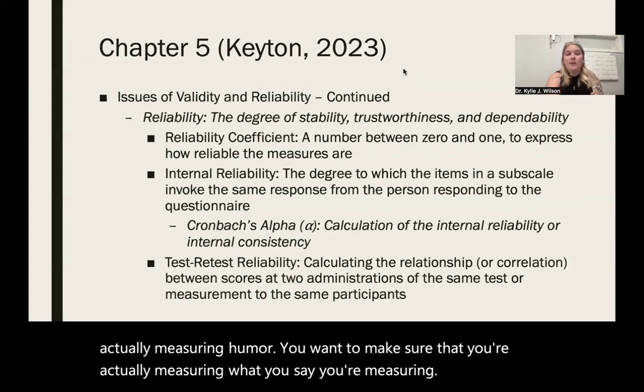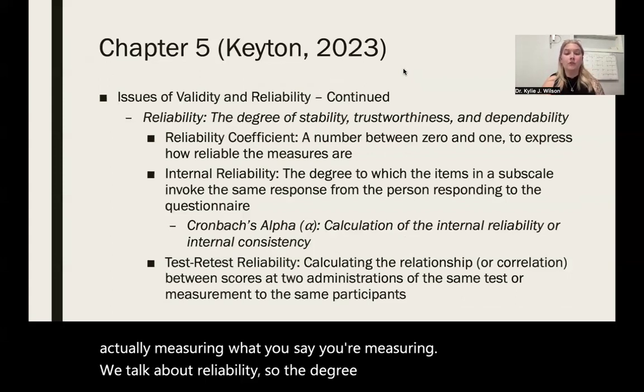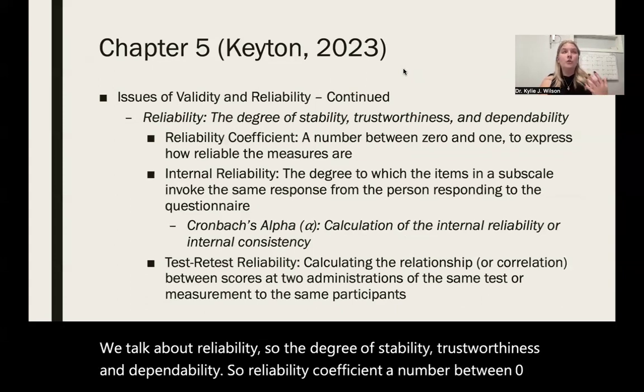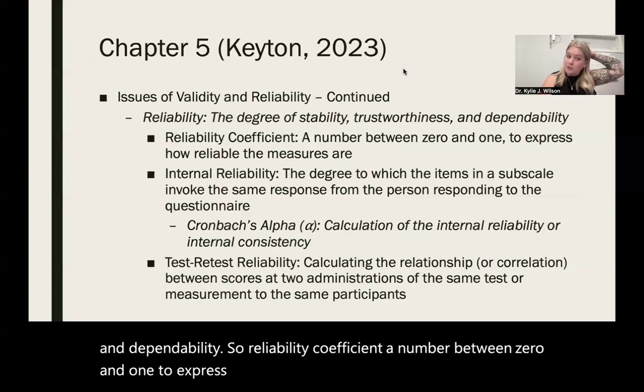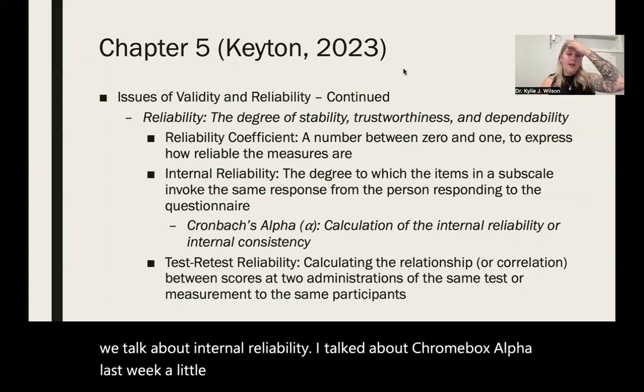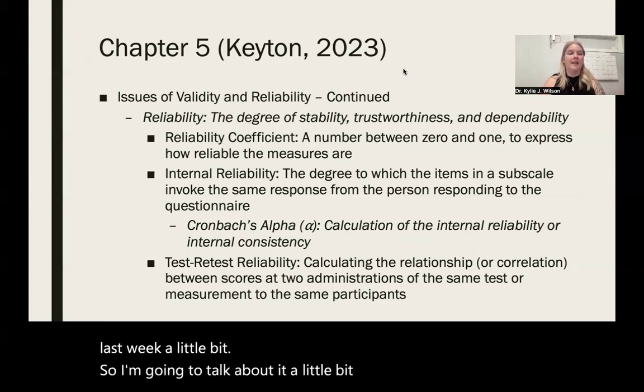We talk about reliability, so the degree of stability, trustworthiness, and dependability. So reliability coefficient, a number between 0 and 1, to express how reliable these measures actually are. So we talk about internal reliability. I talked about Cronbach's alpha last week a little bit, so I'm going to talk about it a little bit more in depth today.